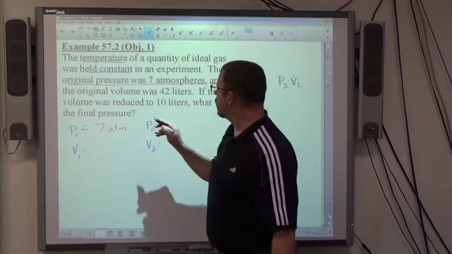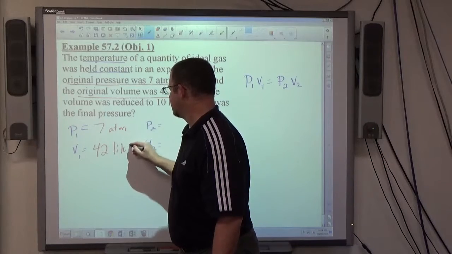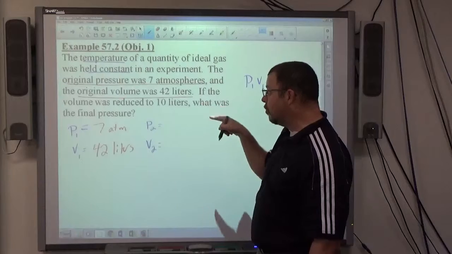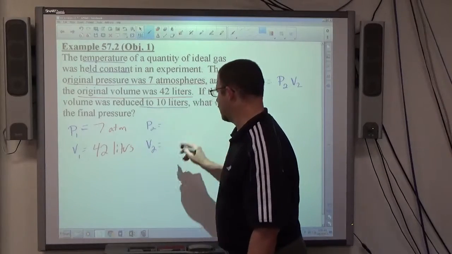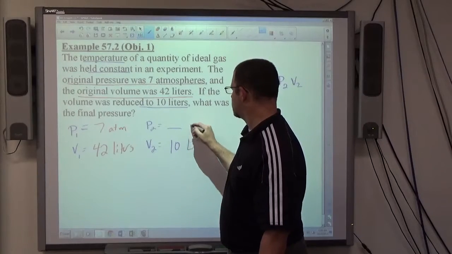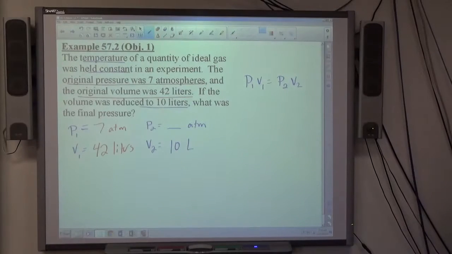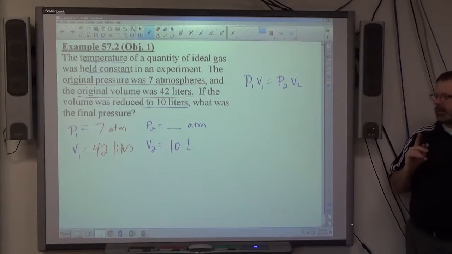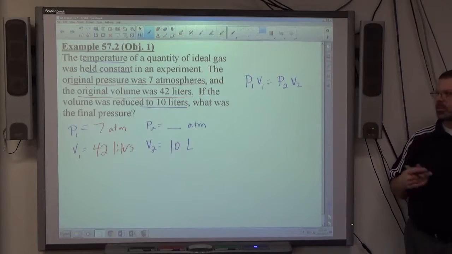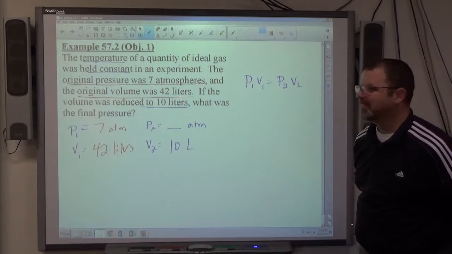And the original volume was 42 liters. So that's the original setup. If the volume were reduced to 10 liters, that's the new volume. What is the new pressure? And again, pressure is in atmospheres this time. And as I mentioned earlier when somebody asked, atmospheres is the air pressure on Earth at sea level. So 7 atmospheres is pretty pressure filled.